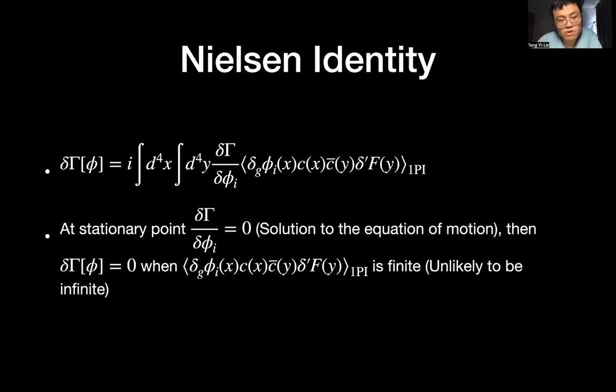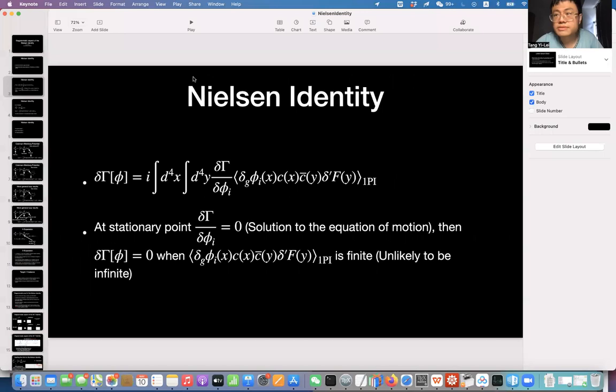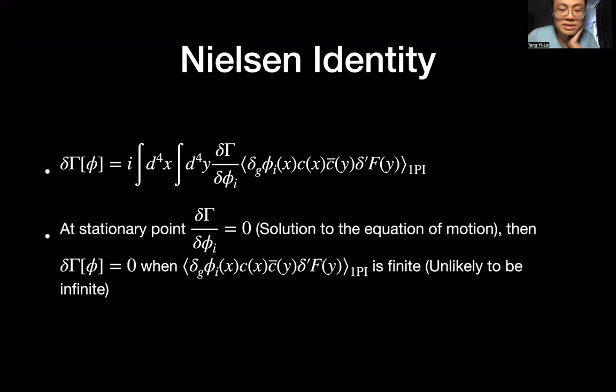Here is the complete form of the Nielsen identity. The gamma here indicates the gamma functional, which is a function of the field values phi, or all the field values of phi c or psi, etc. And this gamma functional is equivalent to the effective potential.